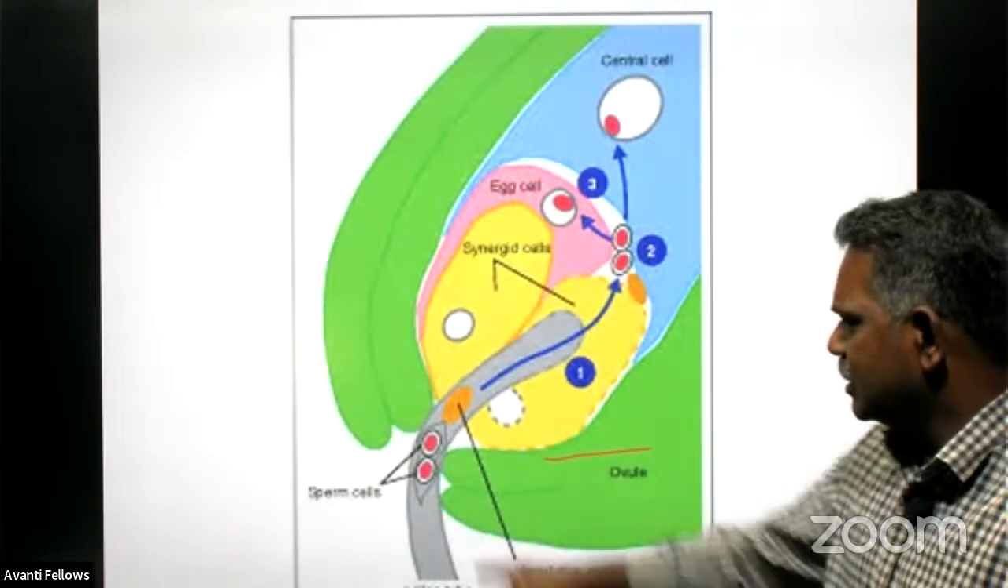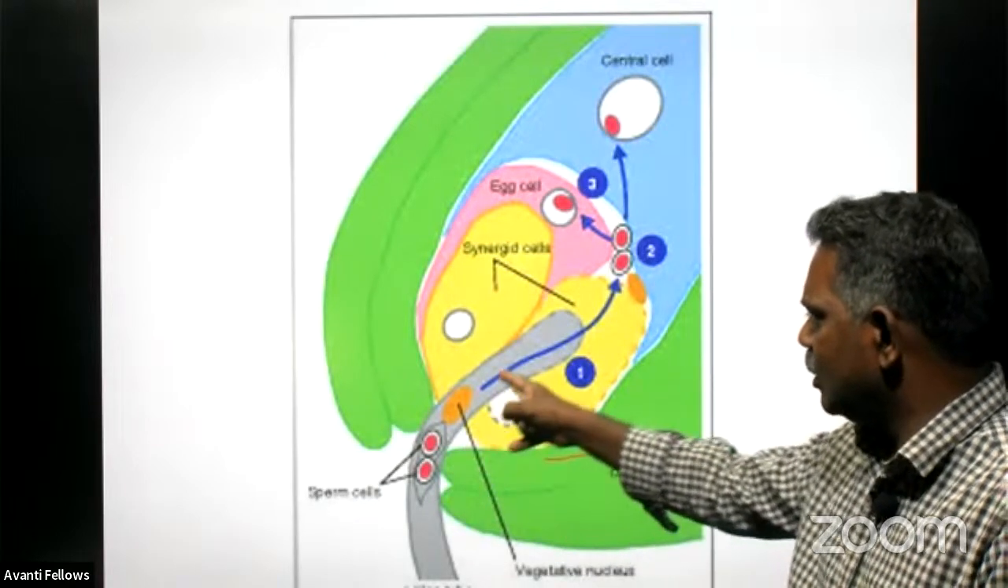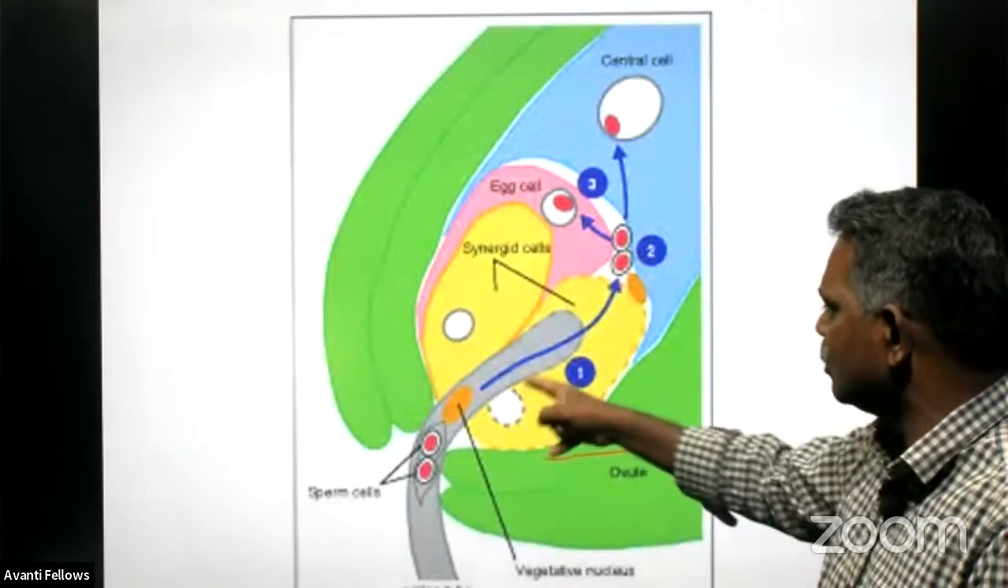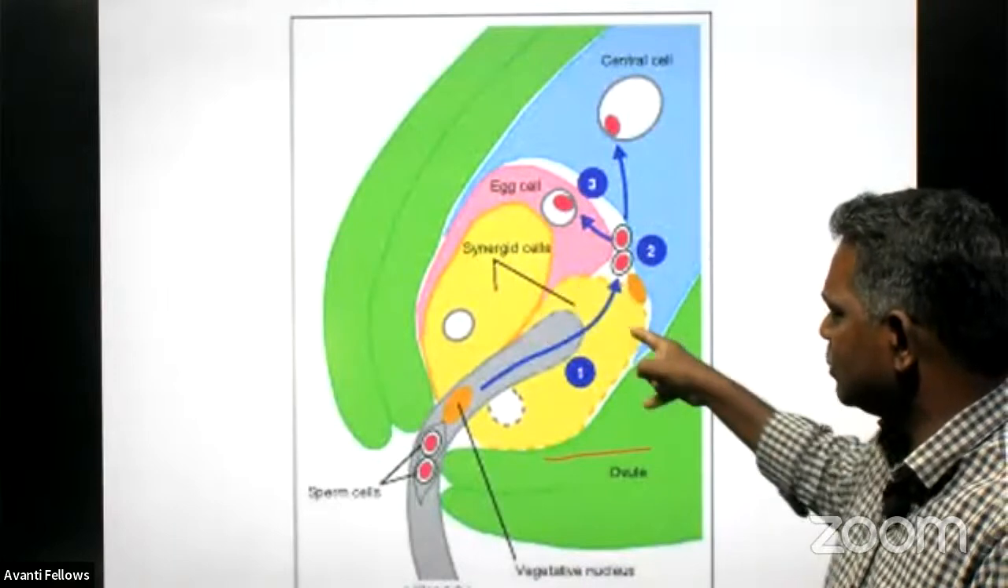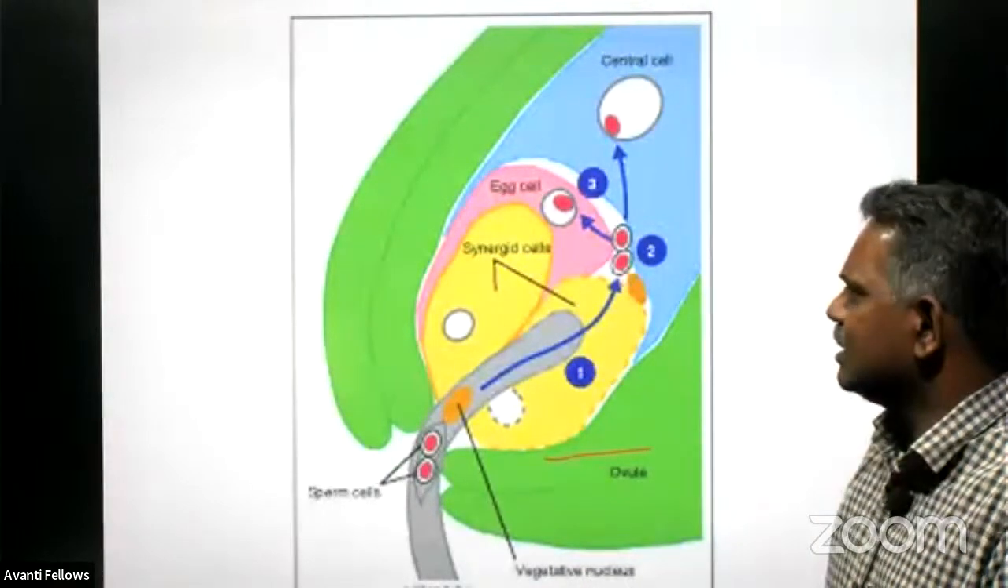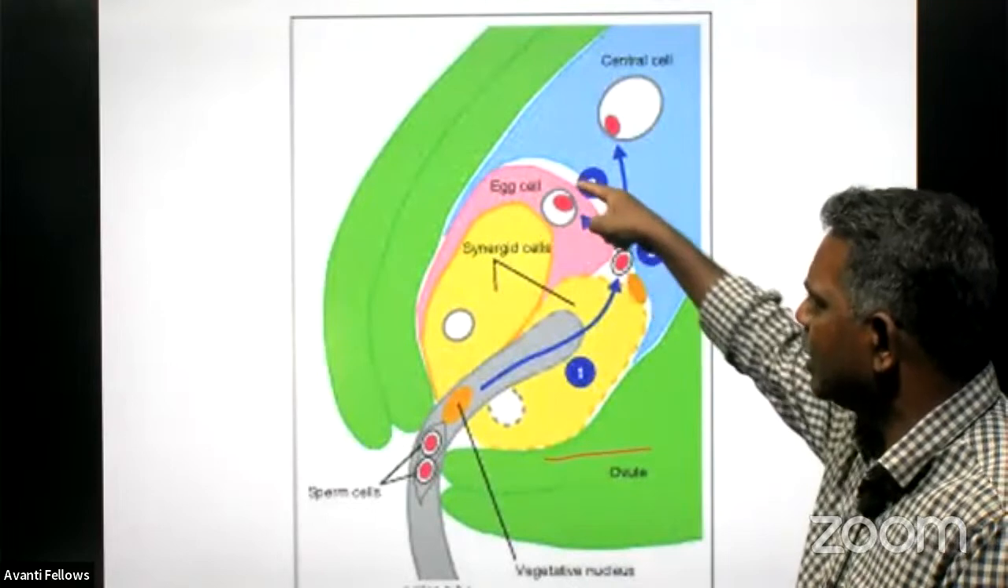Then here, these are the sperm cells entering the embryo sac through the filiform apparatus present in the synergids. The yellow colored ones are the synergids, and the pink colored one is what?